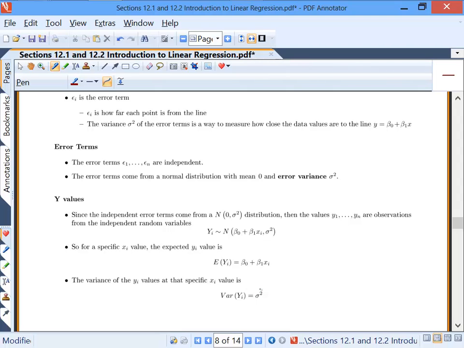Notice here that there's nothing in this formula that has an i on it, which tells you that the variance for the y values should be the same at every different xi value. Okay? Which is what we call constant variance. That will come up later.